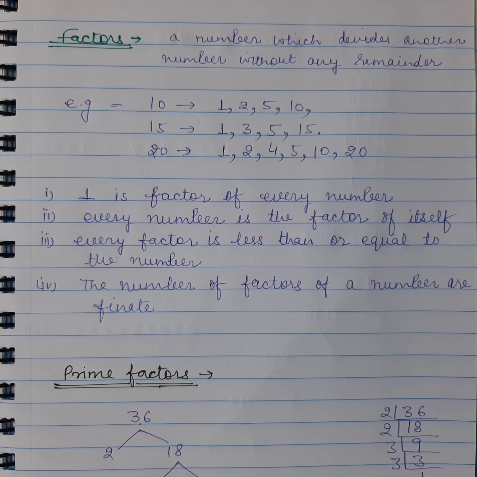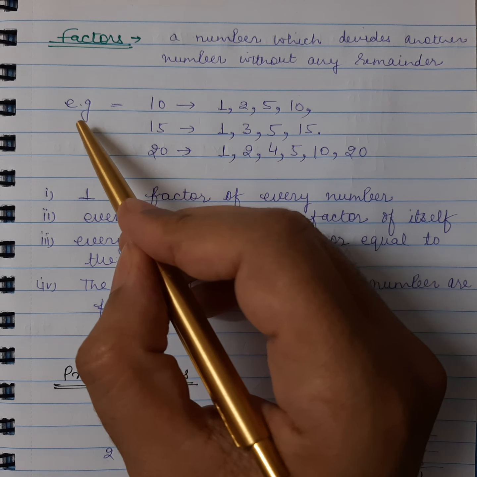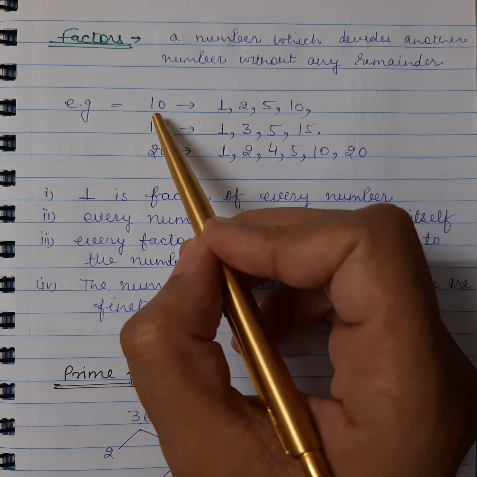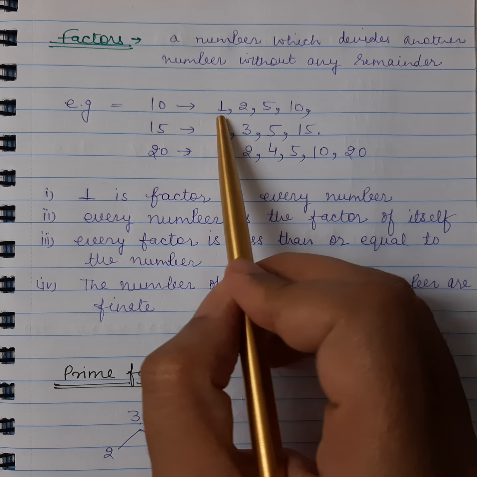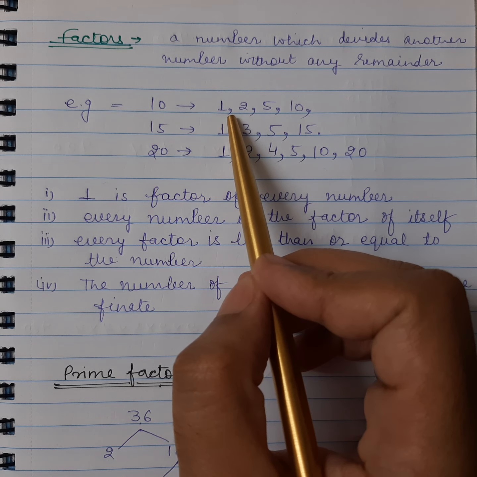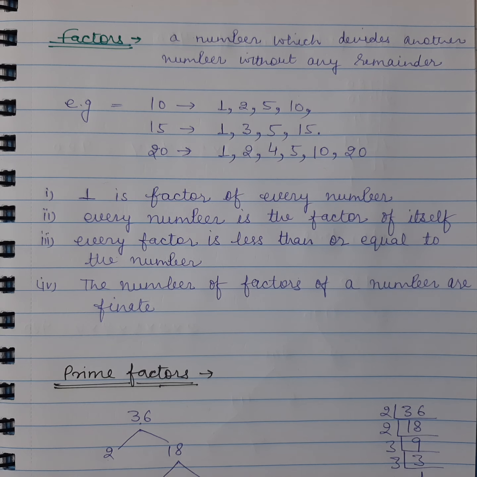Hi, let's learn factors. A factor is a number which divides another number without any remainder. Let's understand with the help of one example. Let's find out the factors of 10. Definitely 1 is a factor of 10. If we divide 10 by 1, we'll get no remainder.